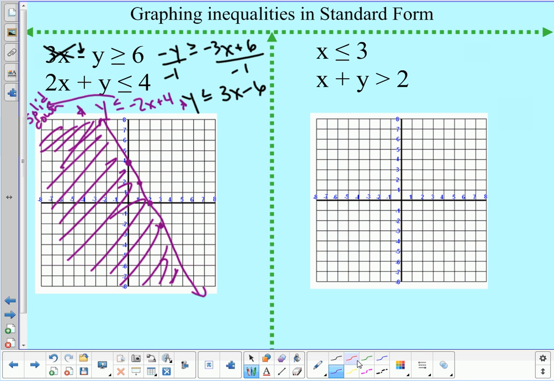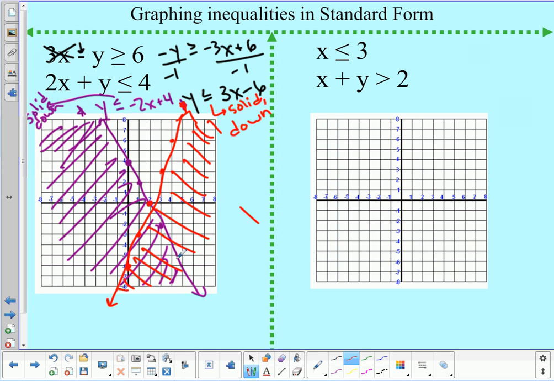Okay, let's try the other one. I'm going to put the other one in red. So I start down at negative 6, and then my slope is positive 3. So up 3 over 1, up 3 over 1, up 3 over 1. I again forgot to make my choices. So this is also a solid line, and I want to shade down again. So solid line and shading down.